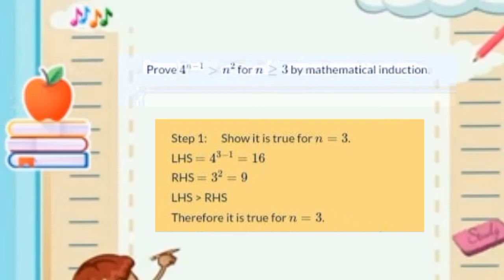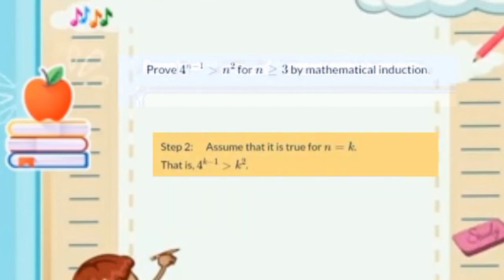Now, let us proceed to RHS or the right hand side, which is n to the power of 2. Again, substitute n into 3. It will be 3 to the power of 2. And then, 3 times 3 is equal to 9. Now, left hand side is greater than right hand side. Therefore, it is true for n is equal to 3.